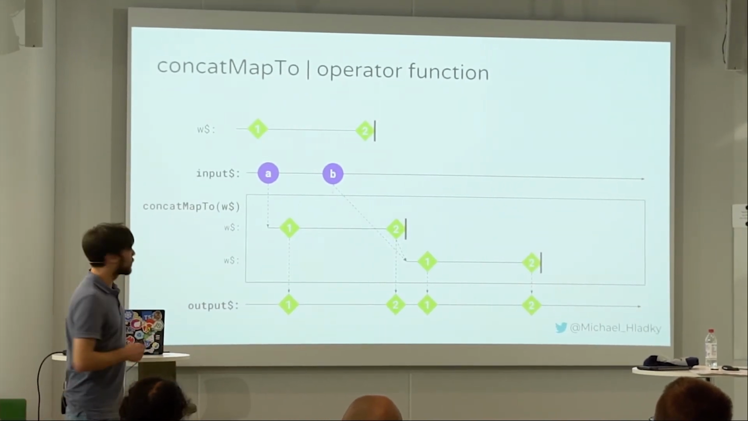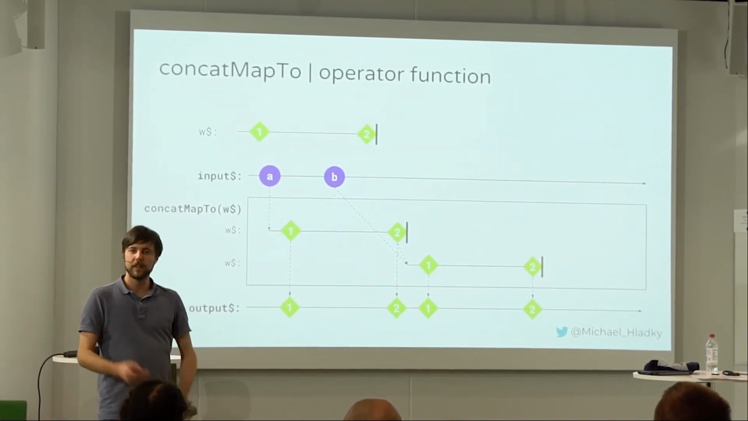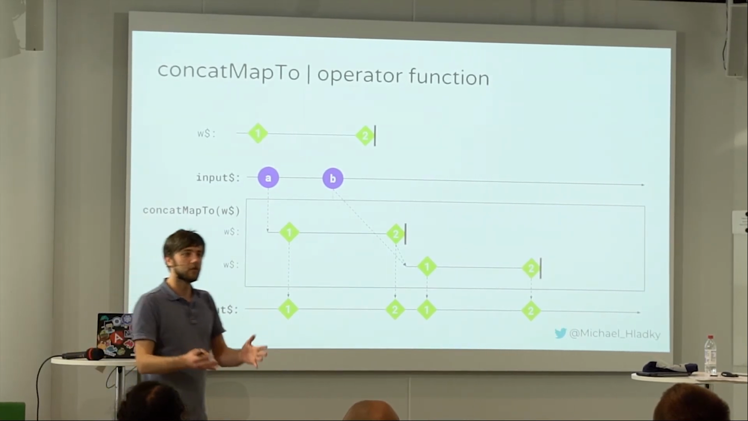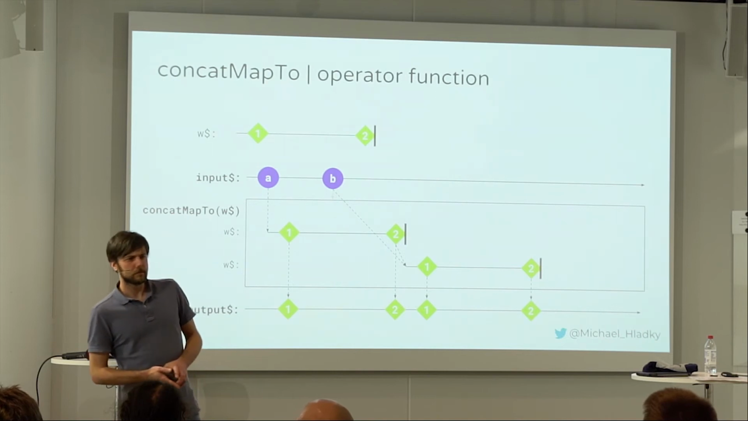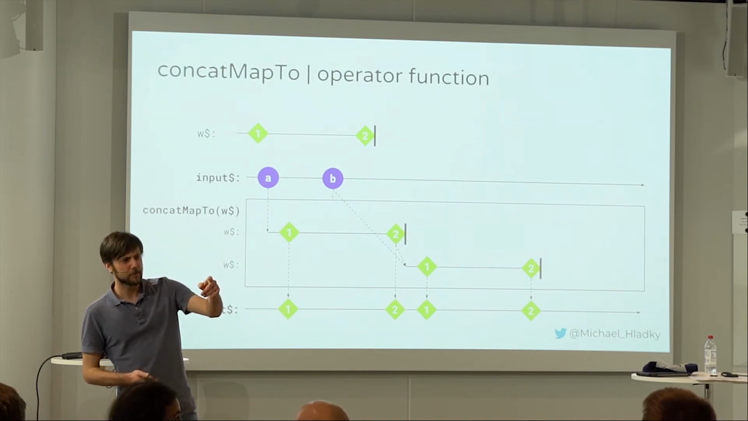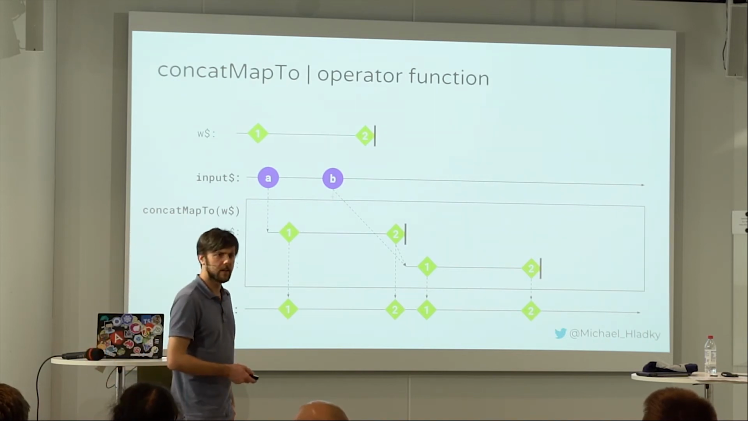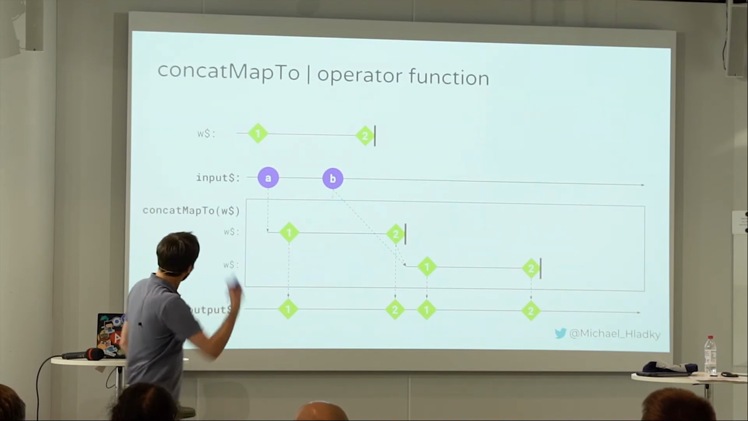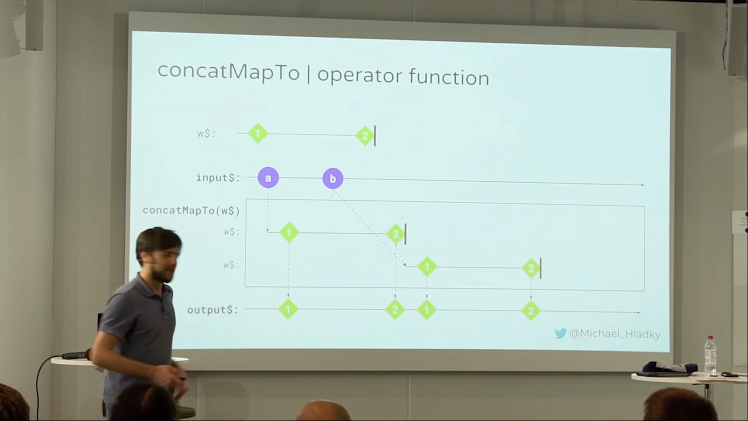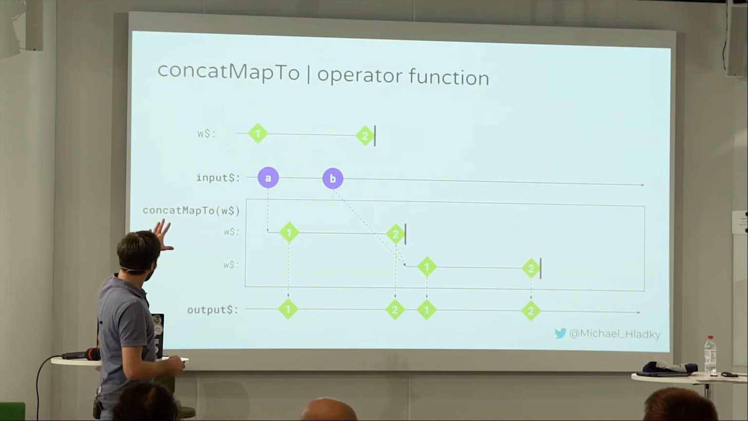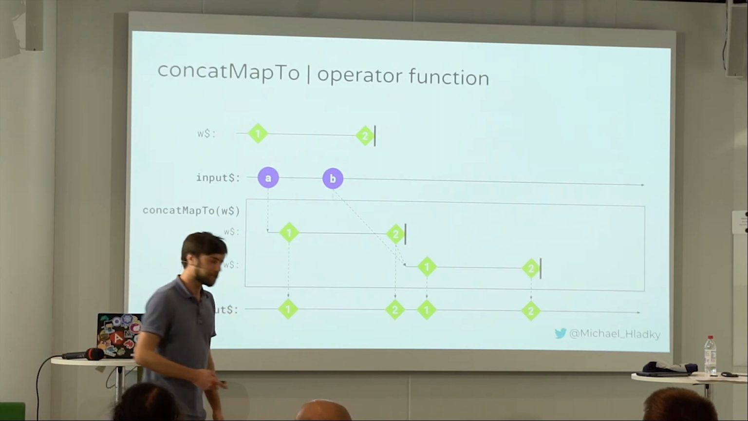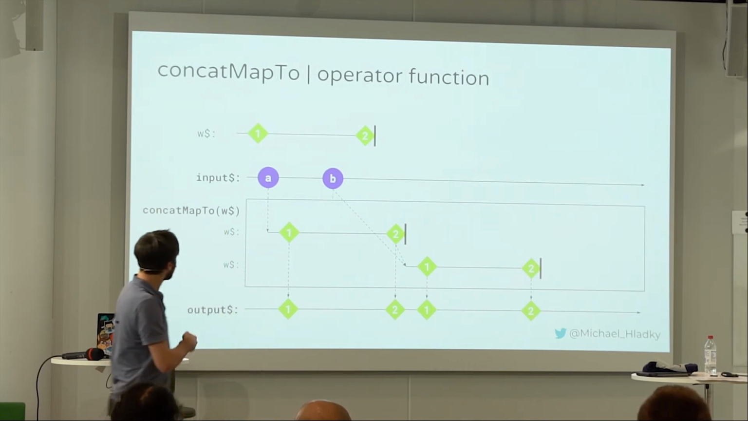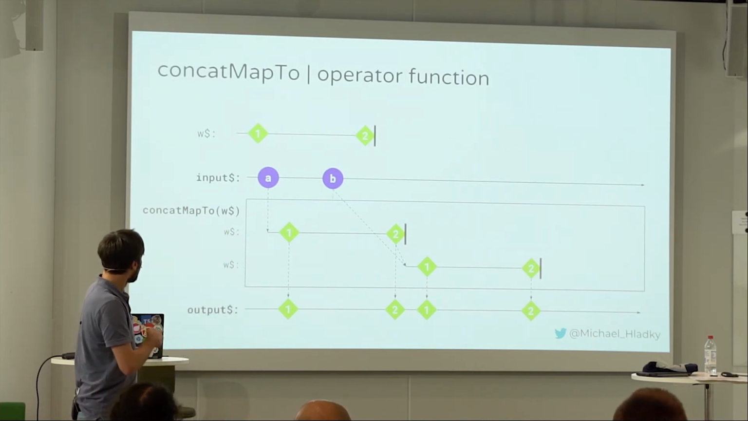There is another operator called concatMapTo, and as we know what map and to is doing, we... Was this a sign for me? A time sign, 8 minutes. Okay. So concatMapTo maps it always to the same value. No matter what we receive, we always map to this observable here.